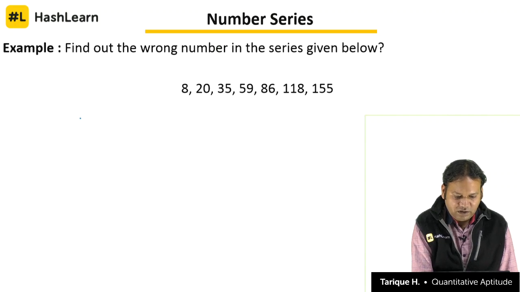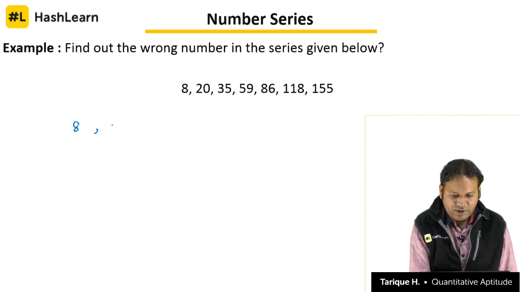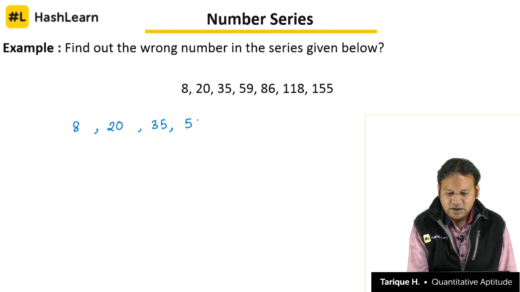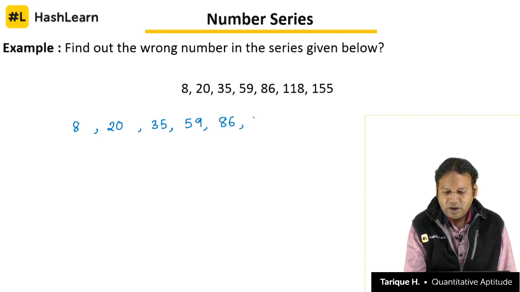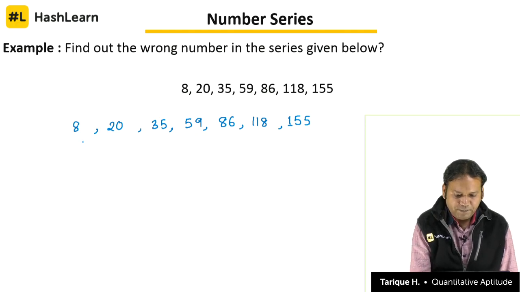So let's first write down the numbers here. 8, and then we have 20, 35, 59, 86, 118, and then we are going to 155. Although the increment is not very high, we can try the difference method here.